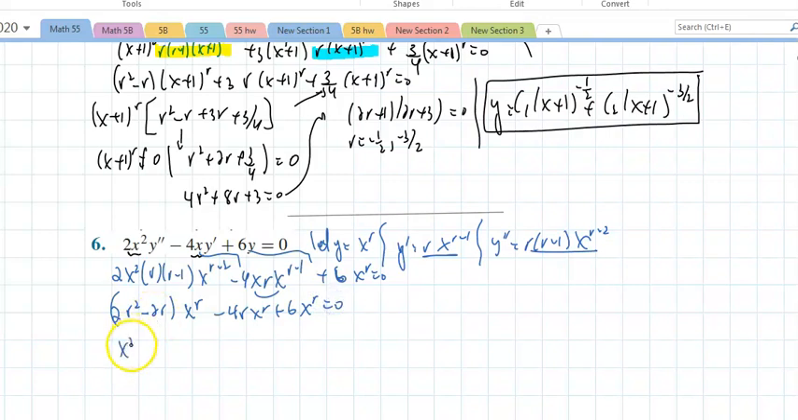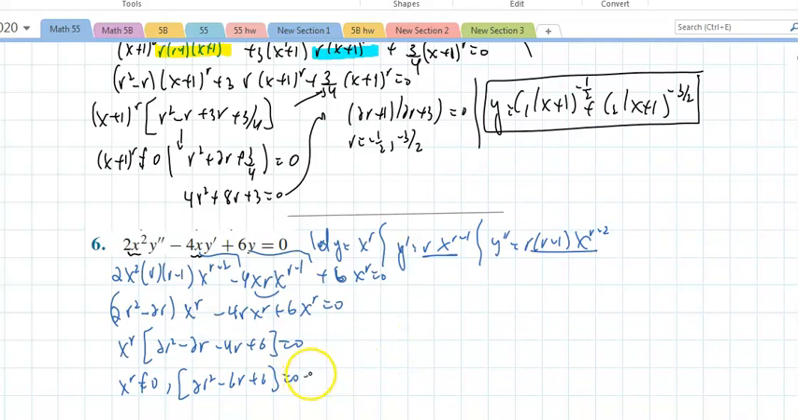So here, if I factor x to the r out, I'm looking at 2r squared minus 2r minus 4r plus 6 equal to 0. X to the r can never equal 0. I have 2r squared minus 6r plus 6 equal to 0. And here, if I try to work this out, I'll be looking at r squared minus 3r divided by 2. Move this to the other side, that's negative 3. And if I take half of the middle number, which is 3/2, and square it, that's 9/4.